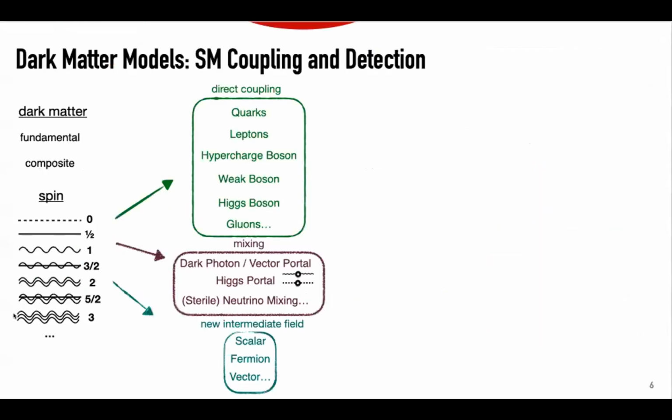Now that we've talked a little bit about dark matter's mass and its production, let's move on to its coupling to the standard model. There are a lot of different ways we could couple dark matter to the standard model. As we said, it could be fundamental or composite. It could have essentially whatever spin you want as soon as you make it composite. I can think about it directly coupling to standard model fields like quarks, leptons, the hypercharge boson, weak boson, Higgs boson, and so on. I can think about it mixing, exactly like neutrinos mix in the standard model, with a standard model particle. And I could think about it coupling through a new dark sector intermediate field.